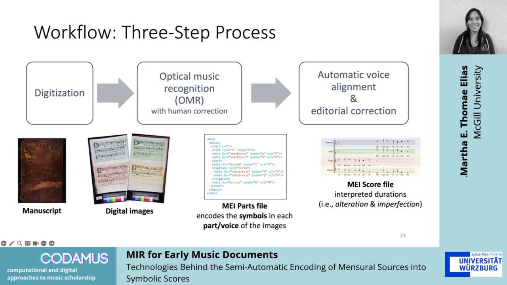This third step actually consists of two parts. The first one interprets the duration of the notes and aligns them in a score layout: the automatic voice alignment, or automatic scoring up of the parts. And then the other part is the editorial correction. Because to properly line up the piece, you also need to correct the scribal errors that are messing up the alignment for you. So this part will also correct the errors and encode both readings, the original and the corrected one.